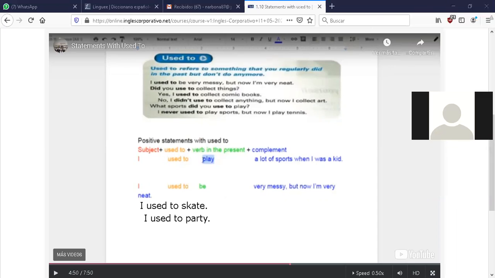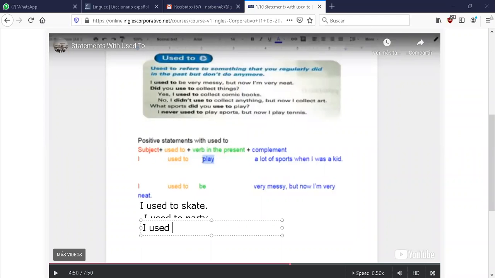Yes. I used to straighten my hair when I was young. Okay. And what is the verb that you're using? I use straight. Straight. Como alisar. Straight, creo que se pronuncia.